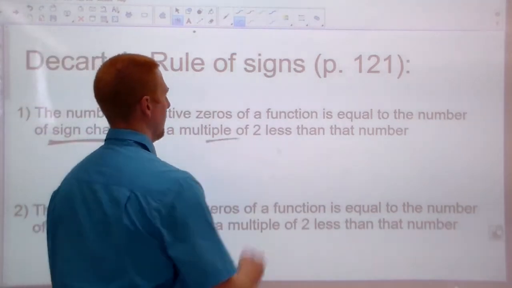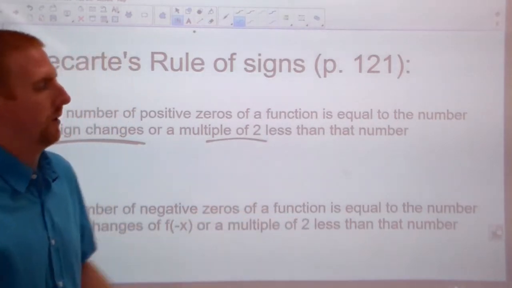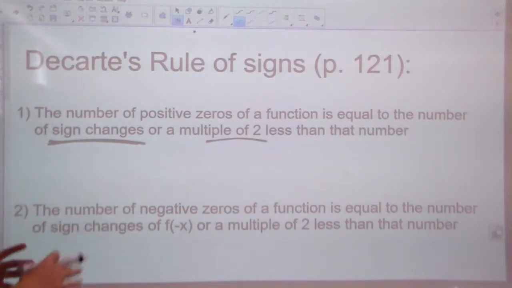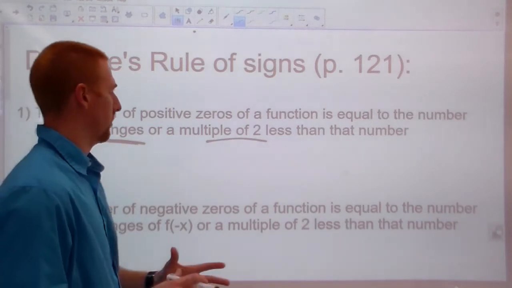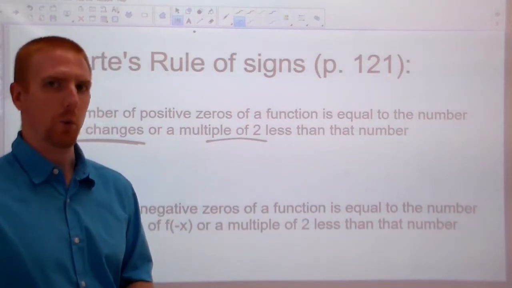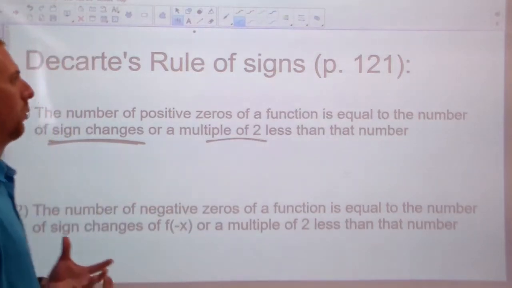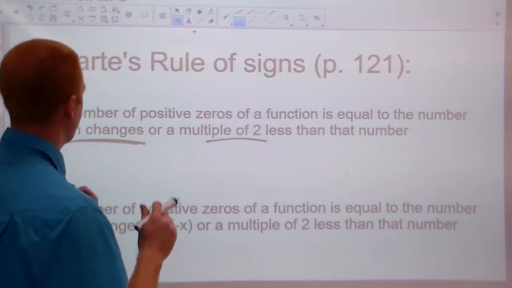Or a multiple of 2 less than that. That part probably makes no sense right now, and I don't blame you. So I'm going to draw it out with graphs. I think graphs are the easiest way to see this. You're going to get a problem of the week where you actually go through and prove this, so that's going to really help deepen your understanding of why it's working. But that's the main thing.